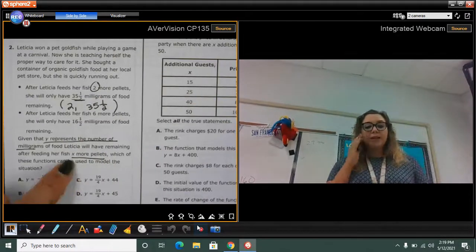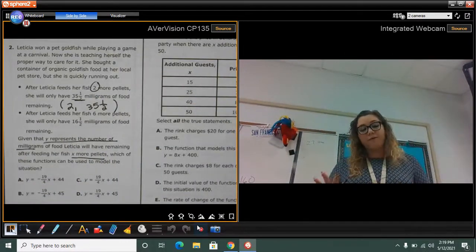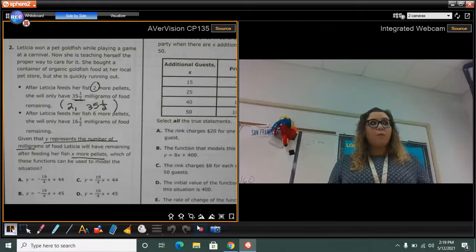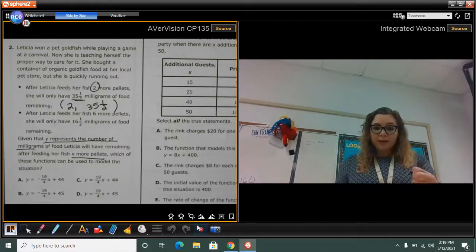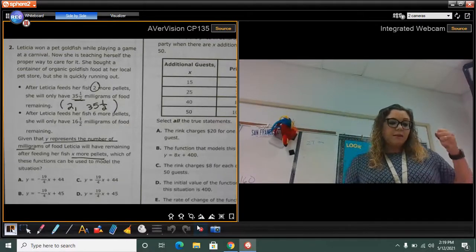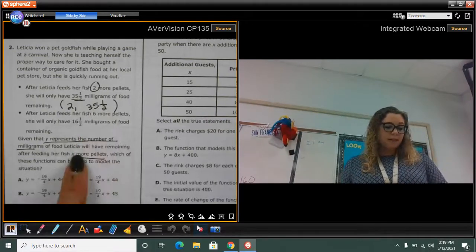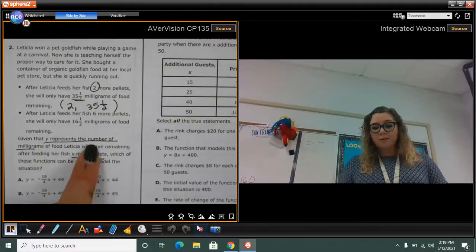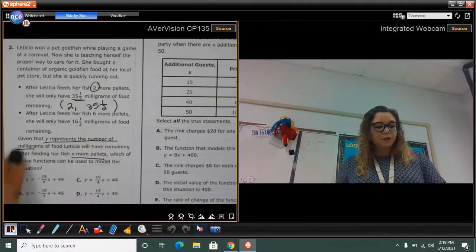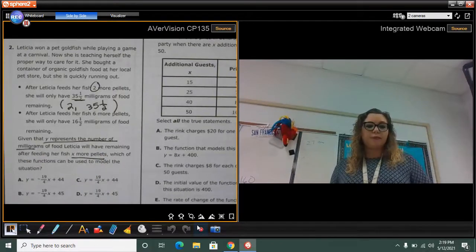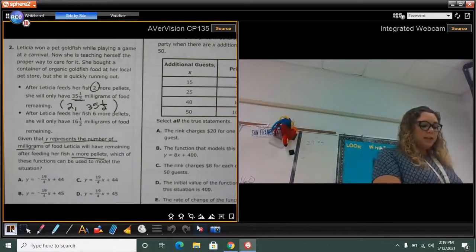Now, x doesn't always come first. Like on your homework, y is going to come first, and you're going to have to realize that from what it says. We know that this is my y because it says down here that y represents the number of milligrams. So just make sure you read this when you're doing your homework for today. The second one, same thing.